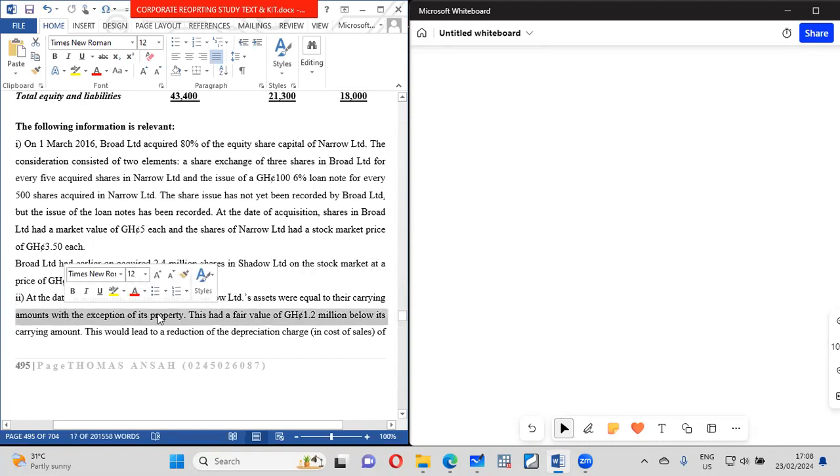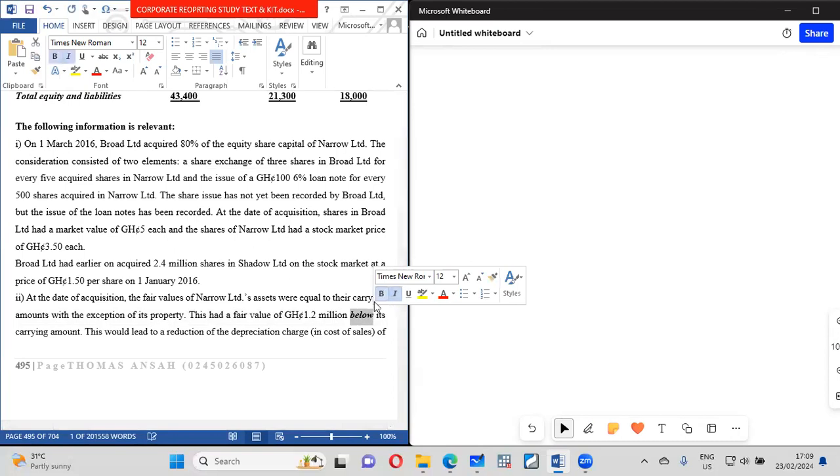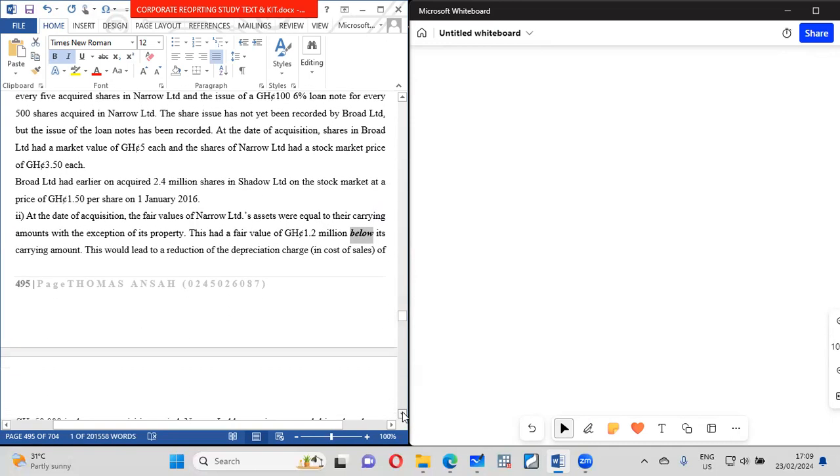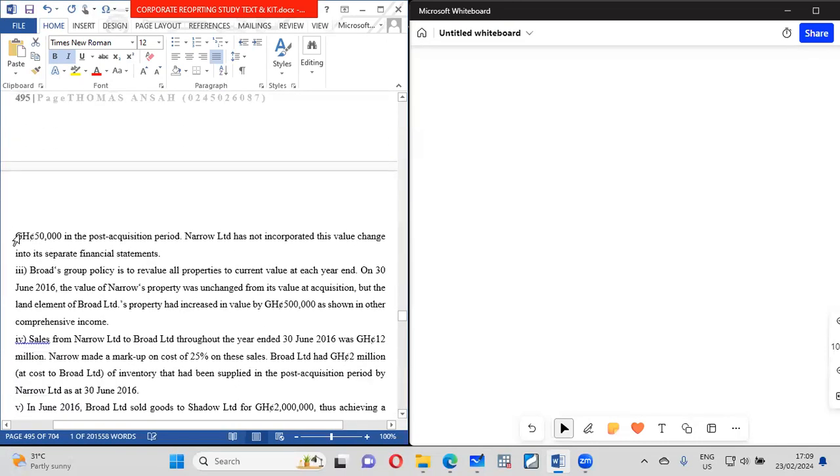At the date of acquisition, the fair value of Narrow's assets were equal to their carrying amount, with the exception of its property. Take note of this: the fair value is 1.2 below its carrying amount. This will lead to a reduction in depreciation charge in cost of sales of 50,000 in the post-acquisition period, which we've been given. Narrow has not incorporated these value changes into its separate financial statements, so we will do it.